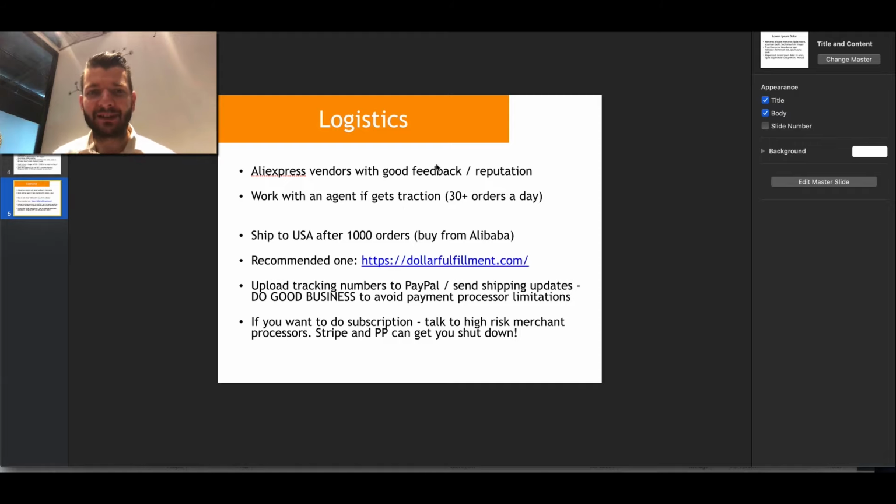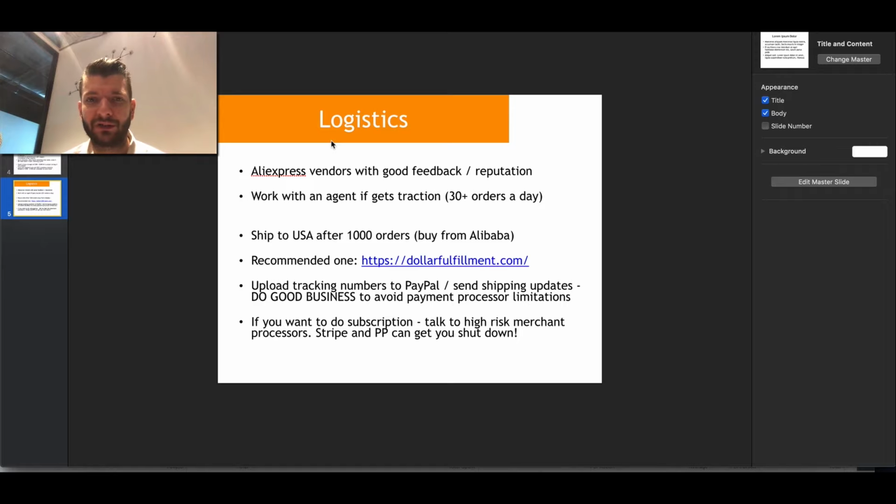Now, logistics here are also very streamlined. We start with AliExpress vendors with good feedback and reputation, and I have another video that covers how to evolve as a dropshipper: first from AliExpress, then to your own agent, then to your own warehouse. Once you have traction with AliExpress and see the product is selling, you work with an agent, and that's 30 plus orders a day.